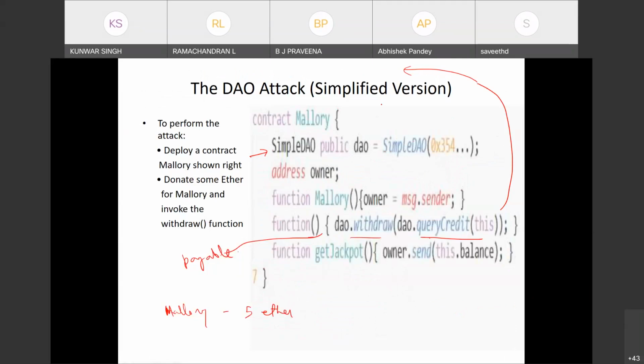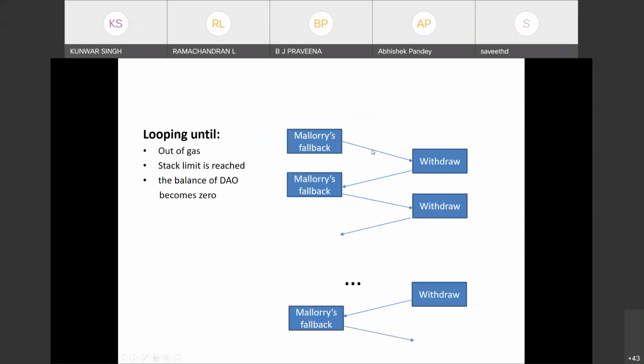Okay. So this is the way the DAO attack was possible. This will continue till there is money in the DAO. When there is no money in the DAO, then it will stop. So this is what the attacker has done. So it will go like this: Mallory fallback, again it is calling the withdraw function. Withdraw will withdraw the money, will go to Mallory fallback again. Withdraw the money, again fallback. Like this, it will continue.